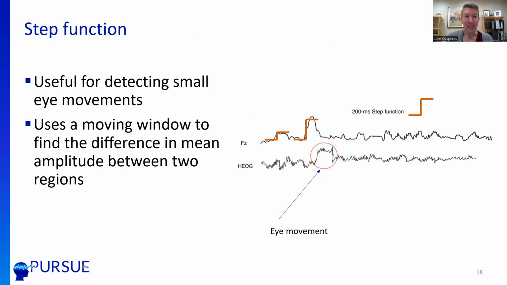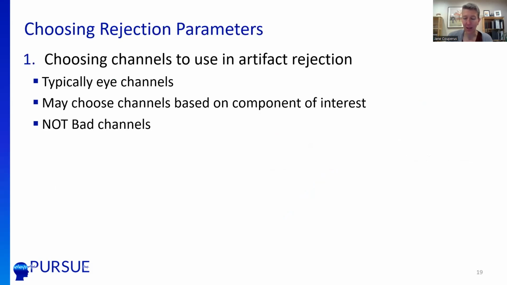Finally, there's something called the step function. This is useful for detecting small eye movements, and it uses a moving window to find the difference in mean of amplitude between two regions. So this is good for picking up things like saccades because it's taking an average of each little area, and then it's averaging those and then comparing how far they are apart from each other. So in this case, it's a 200 millisecond step function, and it's going to be checking those.